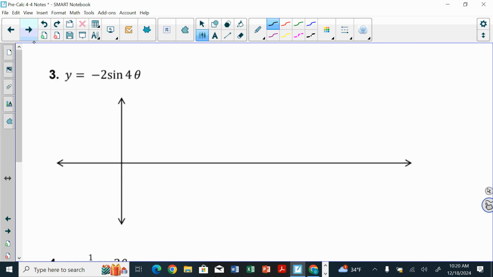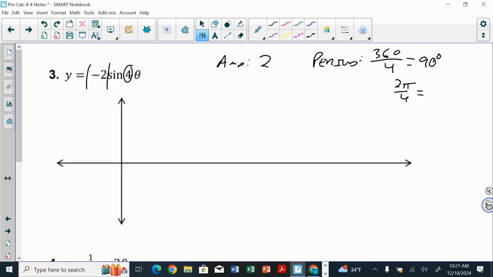All right, so this one, let's take a look. We've got amplitude of the absolute value of -2, which is 2. So now I'm going to go a little bit higher, and our period is going to be 360 divided by 4, because of this value right there. So that's going to be 90 degrees. And if we take it in terms of radians, pi over 2. So our period is going to be much, much smaller in this case, and our amplitude is a little higher.